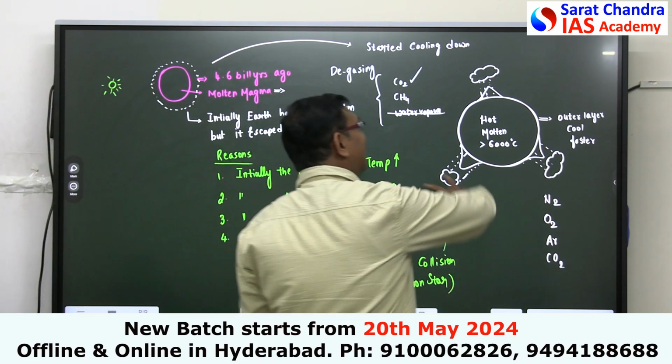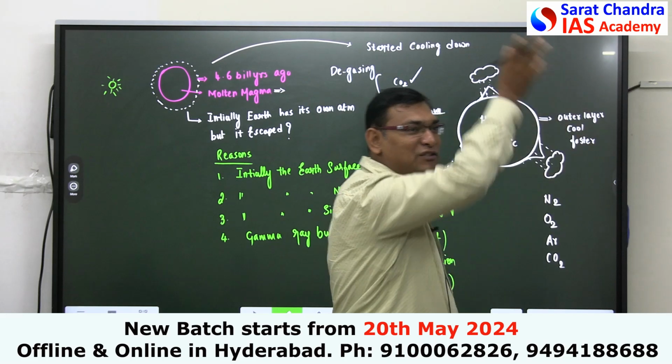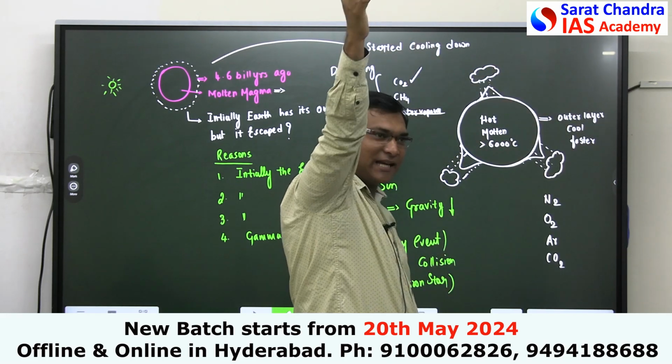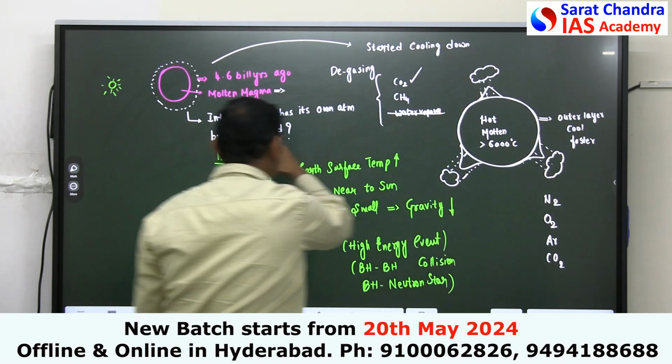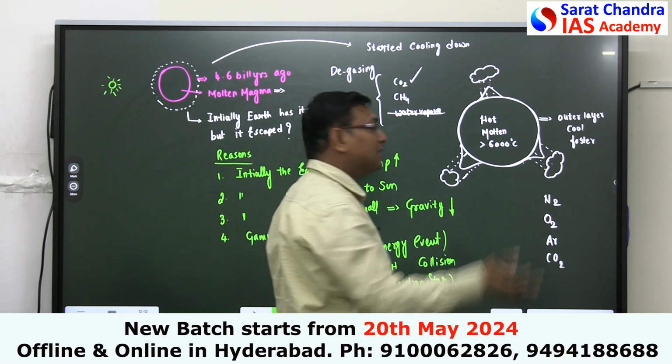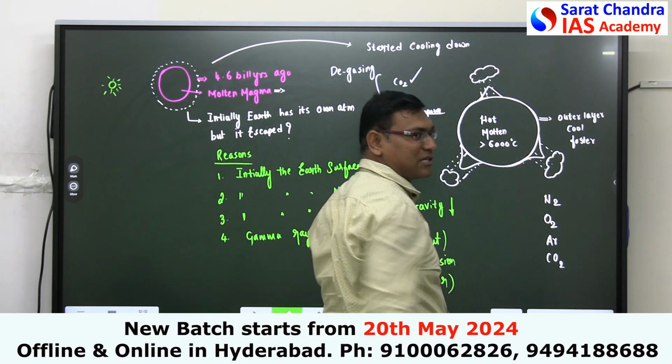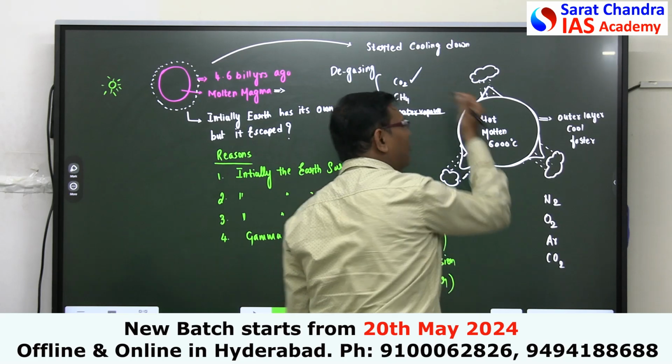This was the second layer of the atmosphere. What was the first layer? Hydrogen, helium and other gases, which were removed by this process. This is the second layer, the degassing process. Now who has removed this carbon dioxide?